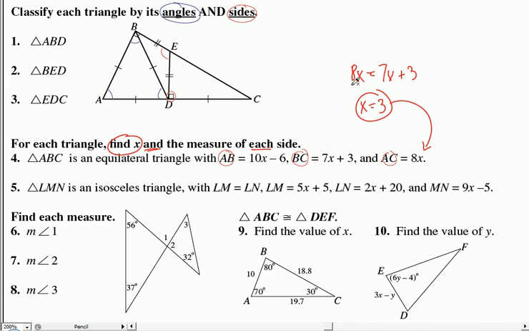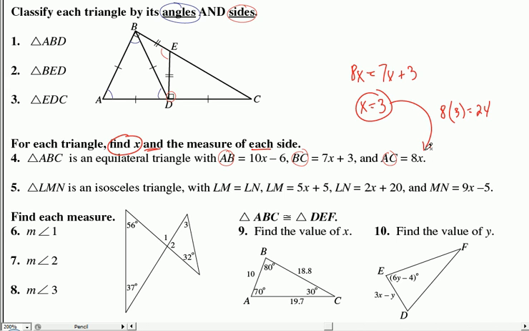You subtract 7x from both sides. 8x minus 7x is 1x. X equals 3. And now you take this x and you plug it in here. So what's AC? 8 times what? 3, which is 24. So AC is 24.